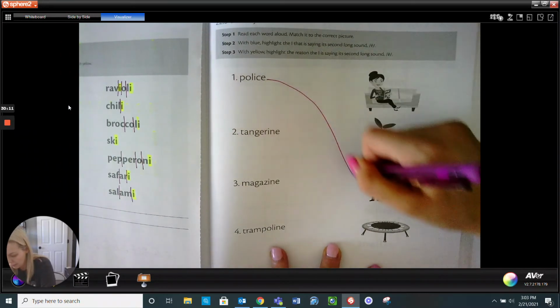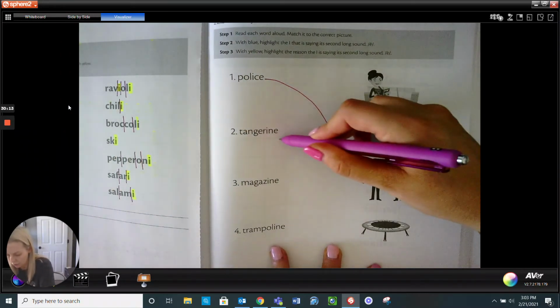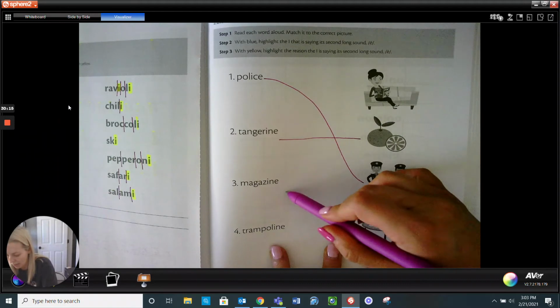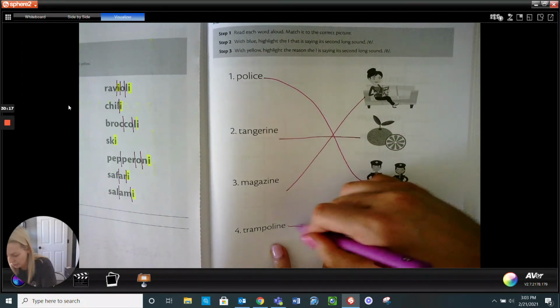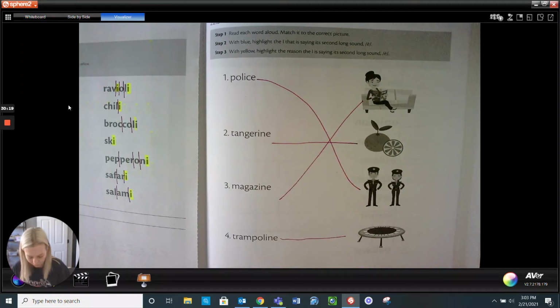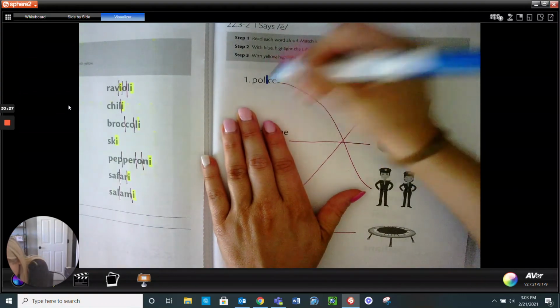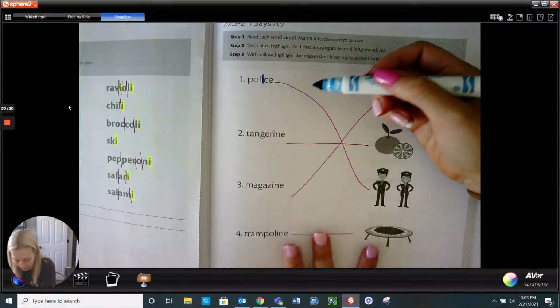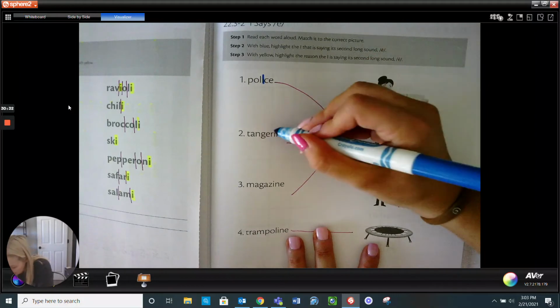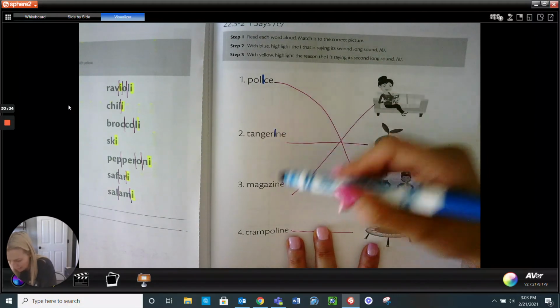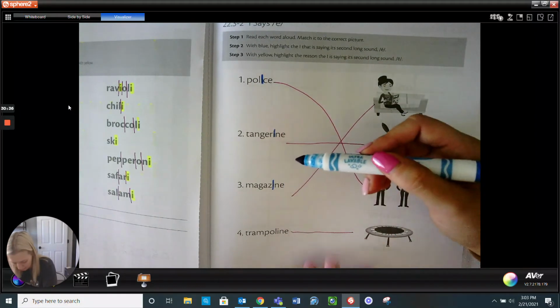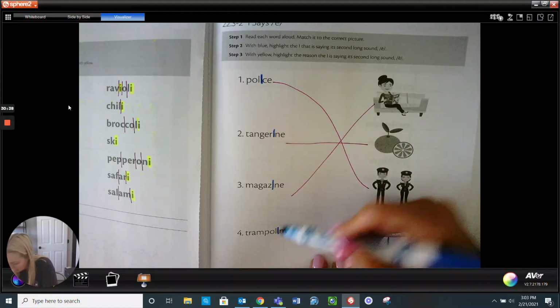Police, easy. Tangerine, magazine, trampoline. All right, with blue, highlight the I saying its long sound E. Police, tangerine, magazine, trampoline.